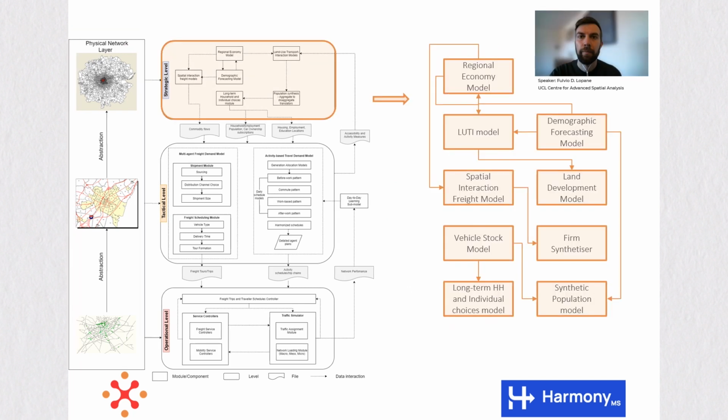The strategic simulator is composed of different models or components, and they are a regional economy model, a land use transport interaction model, a demographic forecasting model, a land development model, a spatial interaction freight model, a firm synthesizer, a vehicle stock model, a long-term households and individual choices model, and a synthetic population model.